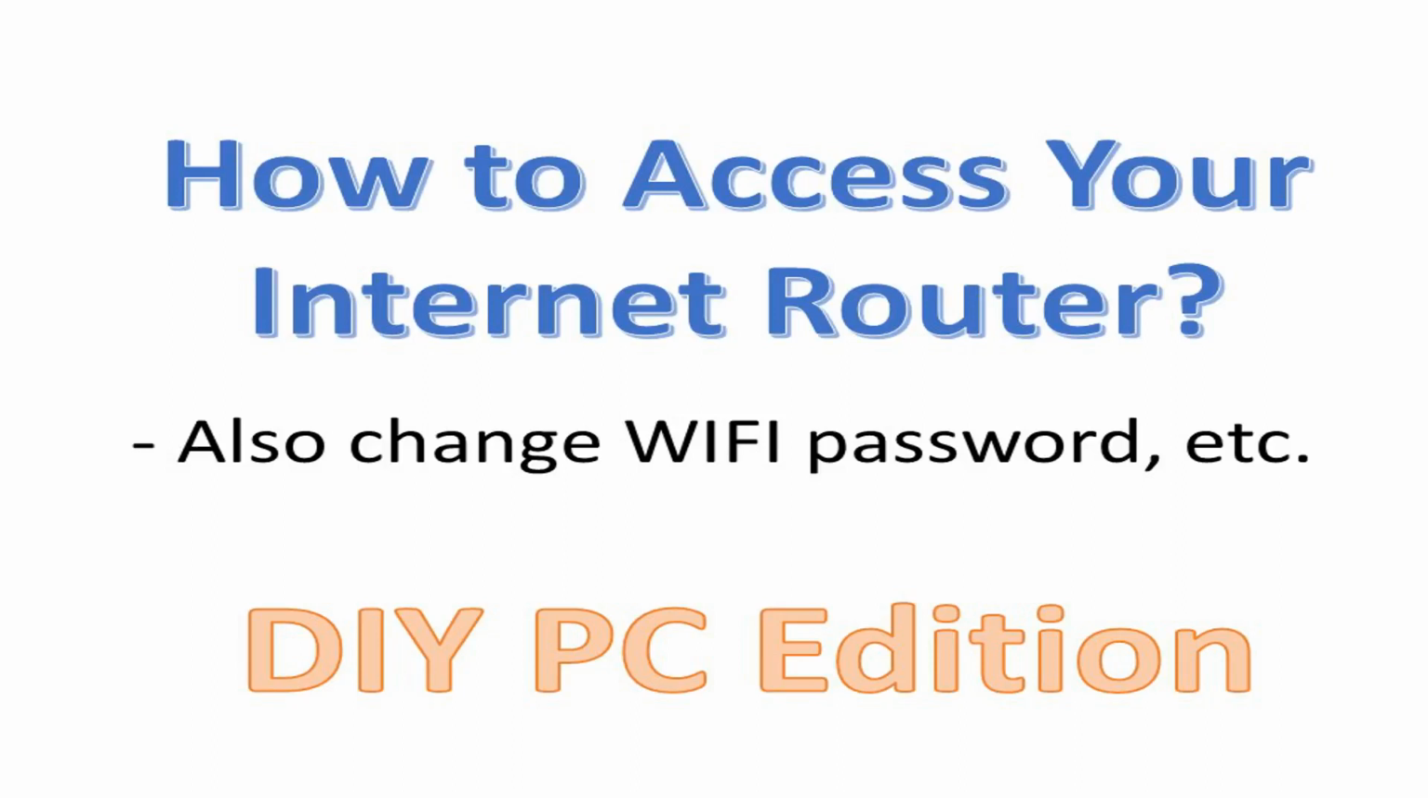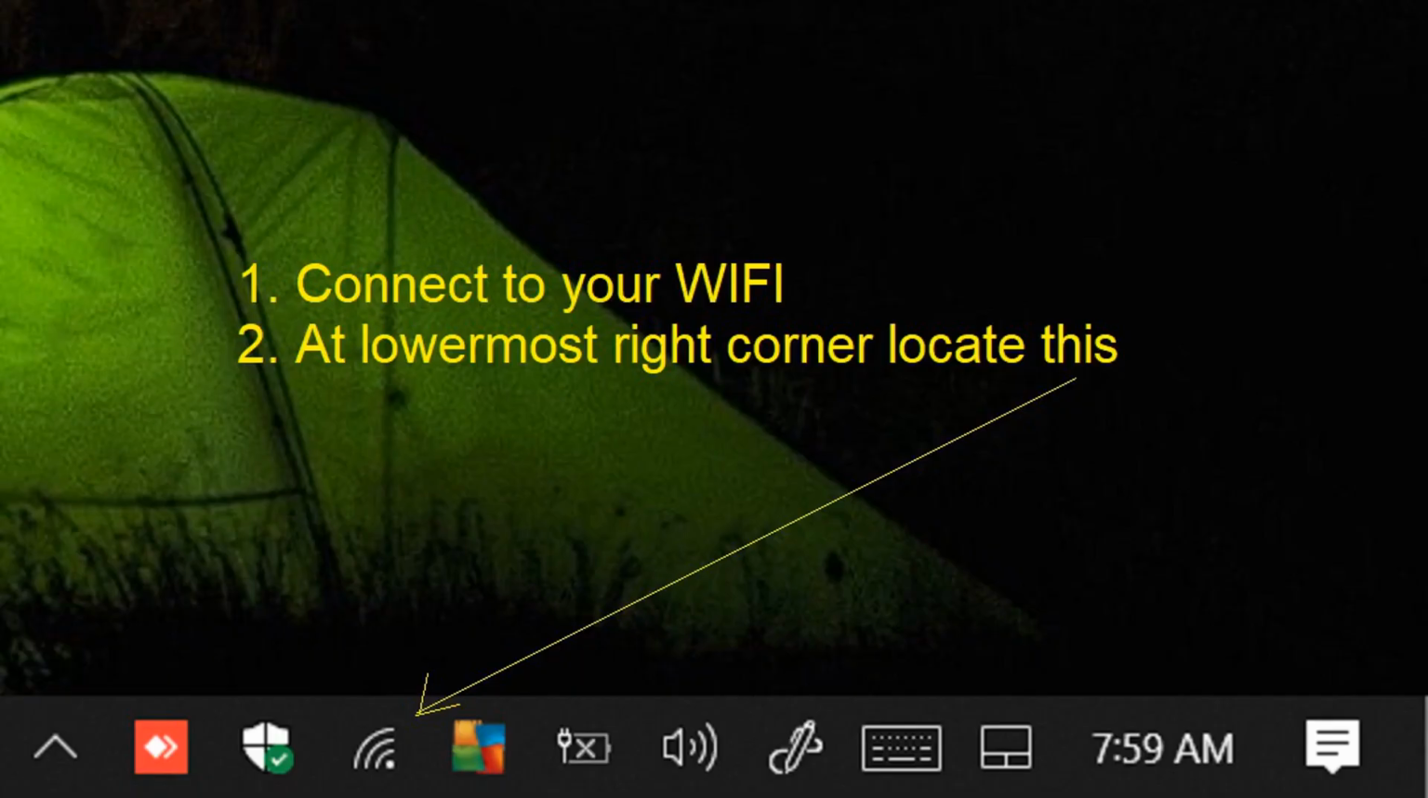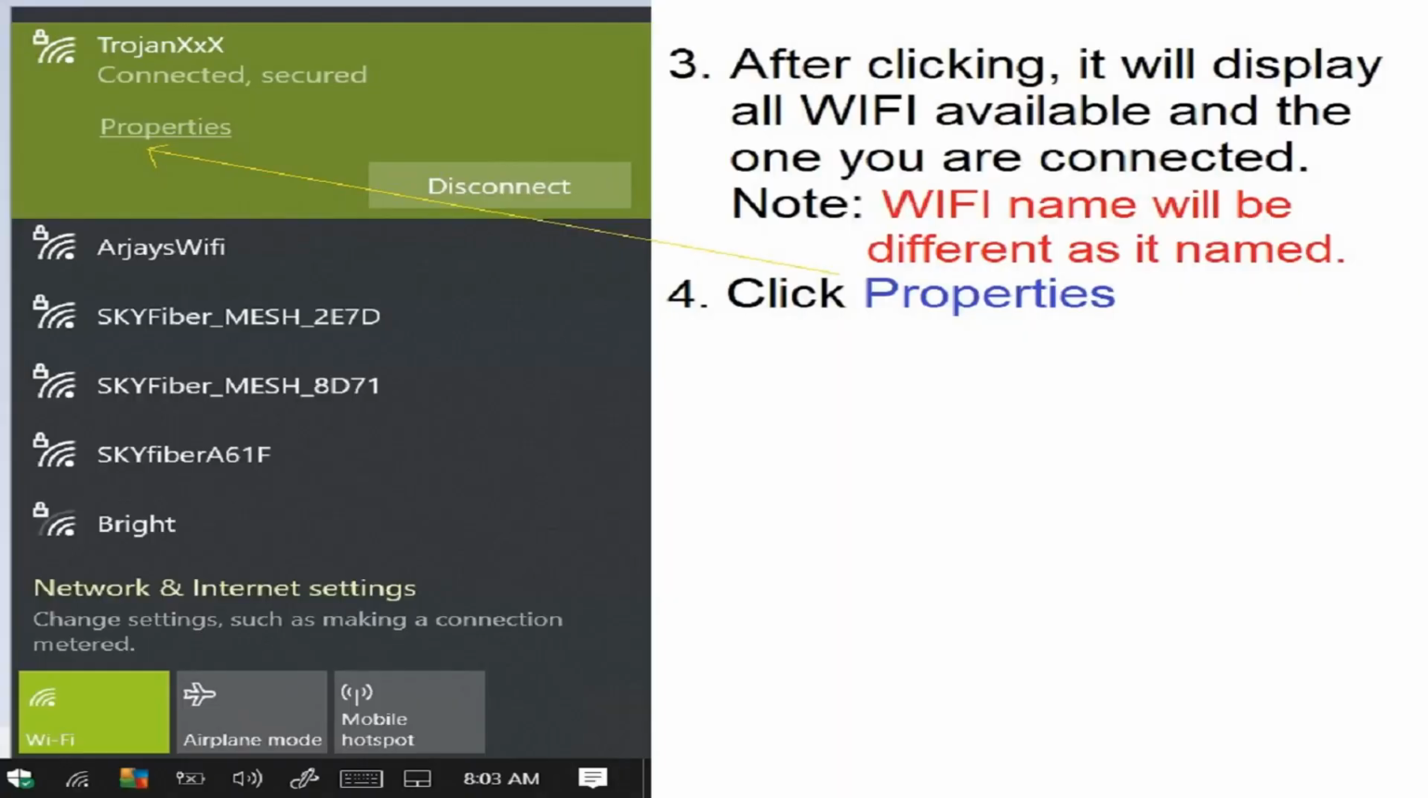Here's how to access your internet router, and this is the DIY for PC edition. So first, open your PC and go to the lowermost right and locate the Wi-Fi signal. Right click, then display the Wi-Fi, then click on Properties.